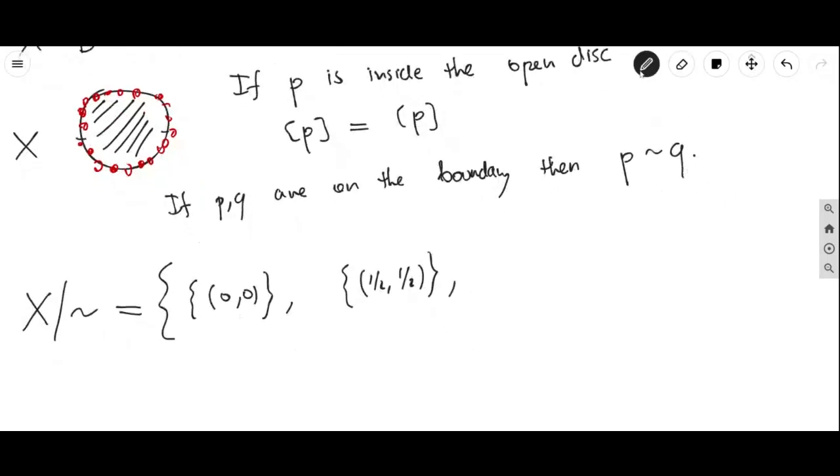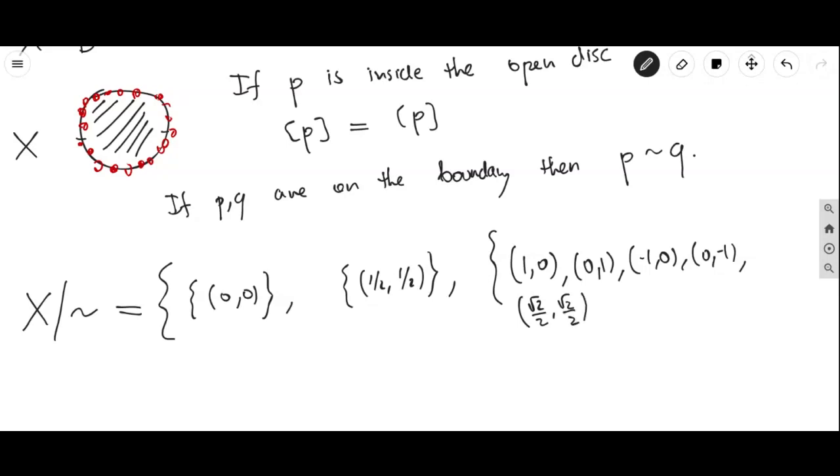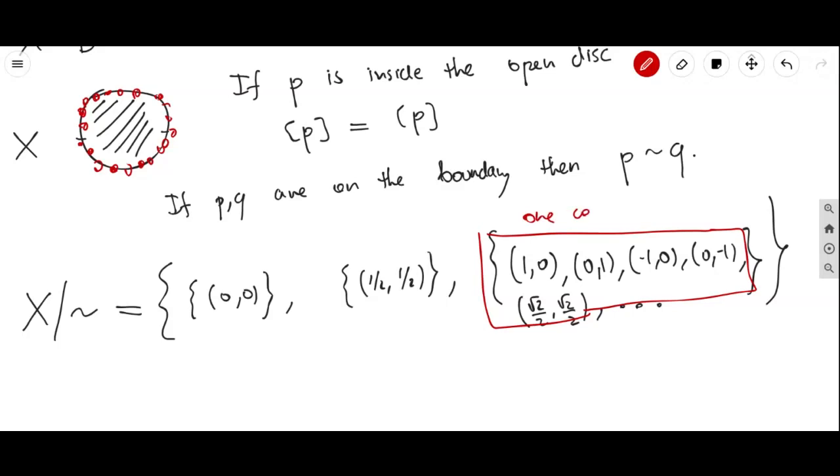But when the points are on the boundary, they all become one big giant equivalence class. So you can have (1, 0), which is referring to this point. Then you would have (0, 1), (-1, 0), and (0, -1). And then you can have other points on the boundary, let's say (√2/2, √2/2). That's what happens when the angle is pi over 4, and so on. So all of this is one complete class of points on the boundary.